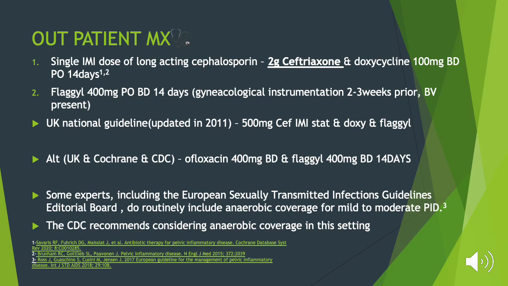In the UK National Guidelines, last updated in 2011, the recommendations were similar. However, the dosage was different in the form of 500 milligrams ceftriaxone IMI, as well as doxycycline and the addition of flagyl, whether or not they had the gynecological instrumentation or the BV present. Alternative drugs to use in the case of being unable to tolerate or have the availability of cephalosporin is ofloxacin, 400 milligrams twice a day for 14 days, with the addition of flagyl.